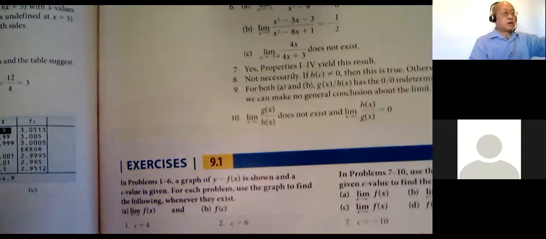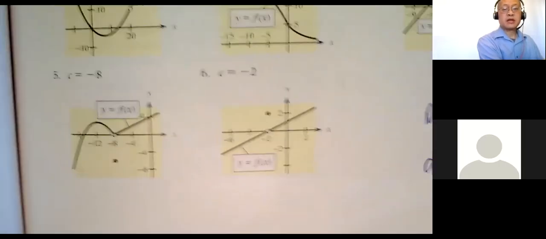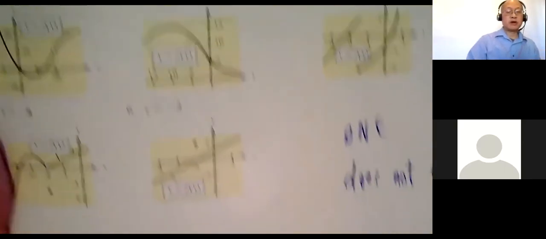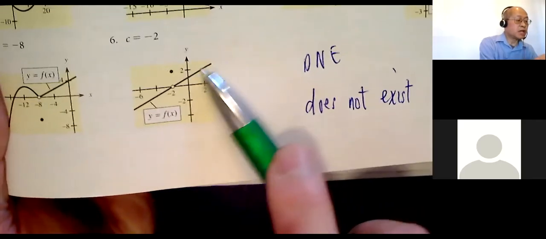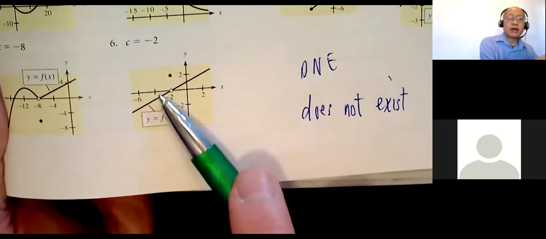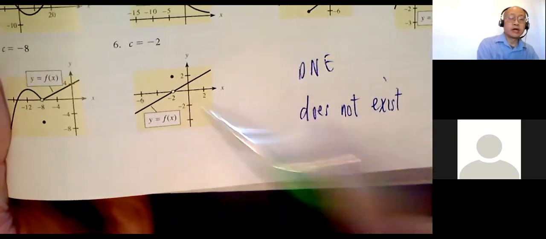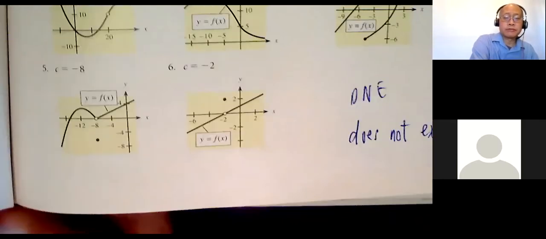Let me adjust this a little bit. Number 6. C equals -2. So part A again, limit as x approaches C of f of x, where C is -2. When I get real close to -2, either on the left side or the right side, the y values are near here, which is 0. I come this way or this way, y values are near 0. So the answer to 6A is 0.